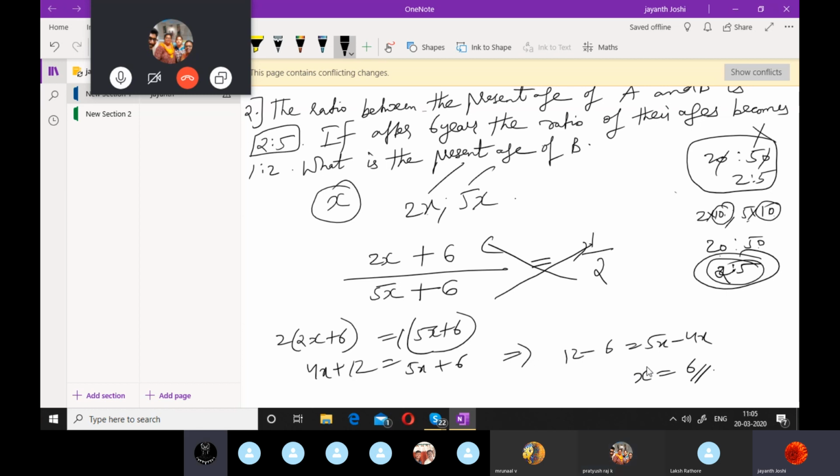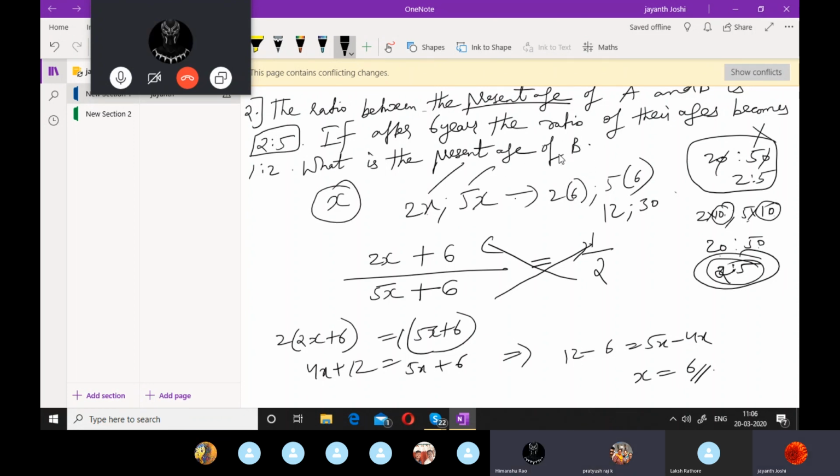Now this is only x. But what are they asking? What are the present ages? The ratio between the ages of A and B is 2 is to 5. So can I multiply 2x and 5x with 6 and get the answer? Yes, because these were the present ages. So 2 into 6, 5 into 6, so 12 and 30 are the present ages. But in this question, they're asking whose age? They're asking B's age. So what is B's age? 30.